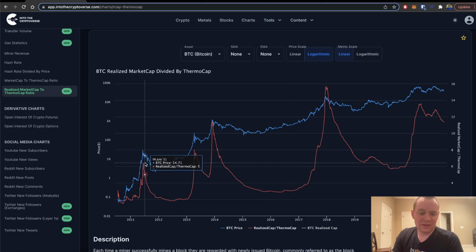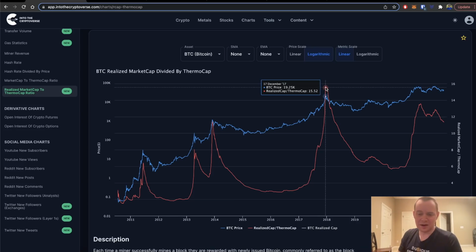If you look at the first cycle, you can see that the realized cap to ThermoCap ratio reached about 6. And then in 2013, it reached approximately 7 or so in mid-2013. And then at the end of 2013, it went all the way up to 11. And then in 2017, you can see that it went all the way up to around 15 to 16 or so, somewhere in that area.